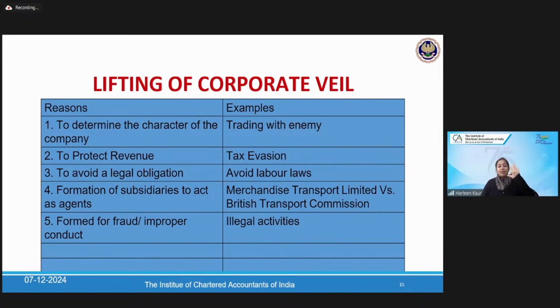Now let us discuss, there are 5 cases where this corporate veil will be lifted and the shareholders and company will be treated as one. Number 1 is to determine the character of the company. For example, trading with the enemy. In the Indian Contract Act also you must have read, children, that we cannot enter into a contract with an enemy country. That means if 2 countries, England and Germany, are having a world war kind of situation, then the people of these countries cannot enter into a contract. So any countries which are having an enemy kind of relationship, then you cannot have a contract between them.